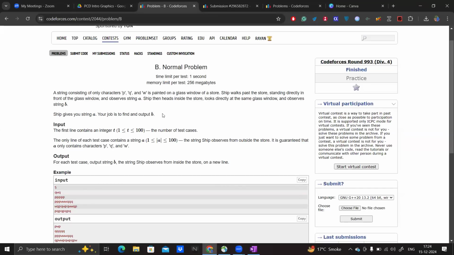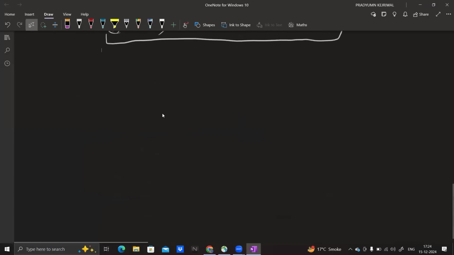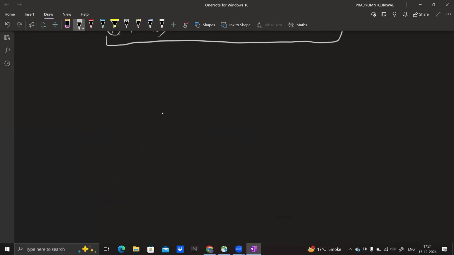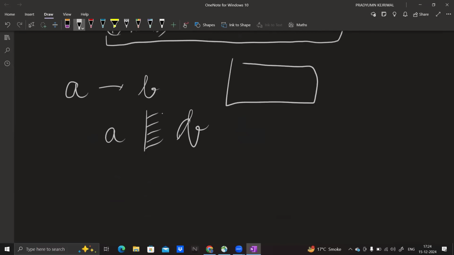So basically, the task is that we are given the string A, and we have to find the string B such that A is the mirror image of B. I think you can all agree to this, that if there's a glass and there is a string written on it, and I view it from both the sides, they will be mirror images of each other, right? So you are given A, I have to find B.